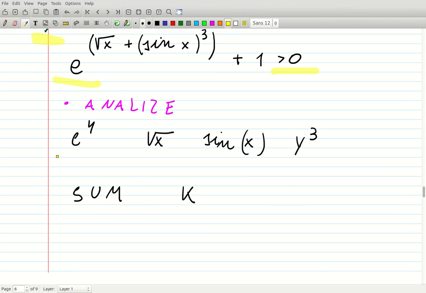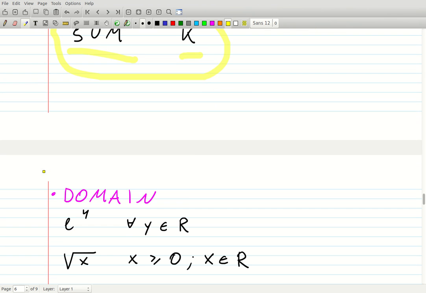What are the elementary functions, the pieces that make it up? e to y, the exponential function, a square root, sine of y to the 3, the sum operator here, and a constant. These two, as always, we do not take care about. They do not create problems, at least in this part of the exercise.